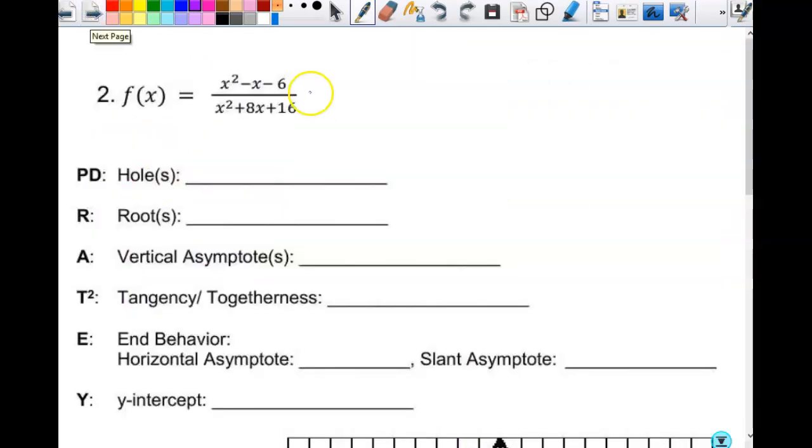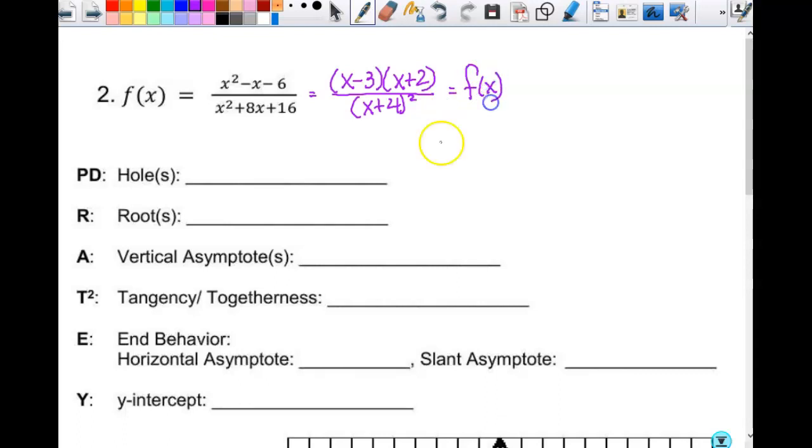We start by factoring, right? So this is going to give me x minus 3 times x plus 2 over, and then what would the denominator factor into? X plus 4 squared. Very good. This is a perfect square. If I take the square root of 16, it's 4 times 2 is 8. So that tells me this is x plus 4 squared. If you factor it and you end up with x plus 4 times x plus 4, that's fine. Just make sure you end up putting it as x plus 4 squared before all is said and done. I can't reduce anything. This is the function that I'm working with.